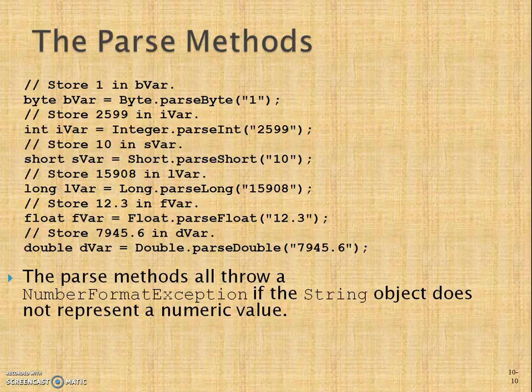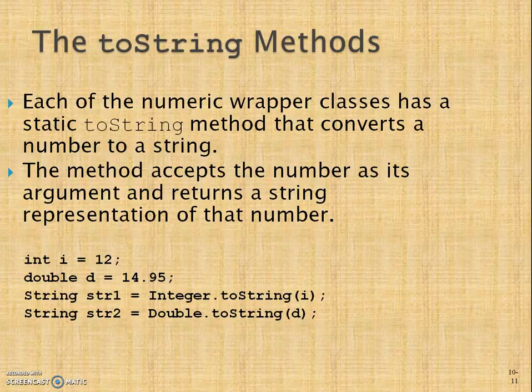All the parse methods throw a NumberFormatException if the string object does not represent a numeric value. The toString method: each of the numeric wrapper classes has a static toString method that converts a number to a string. The method accepts the number as its argument and returns a string representation of that number. Integer.toString of i, where i is an integer value 12, will be stored as a string in a variable called str1, which is of type String.